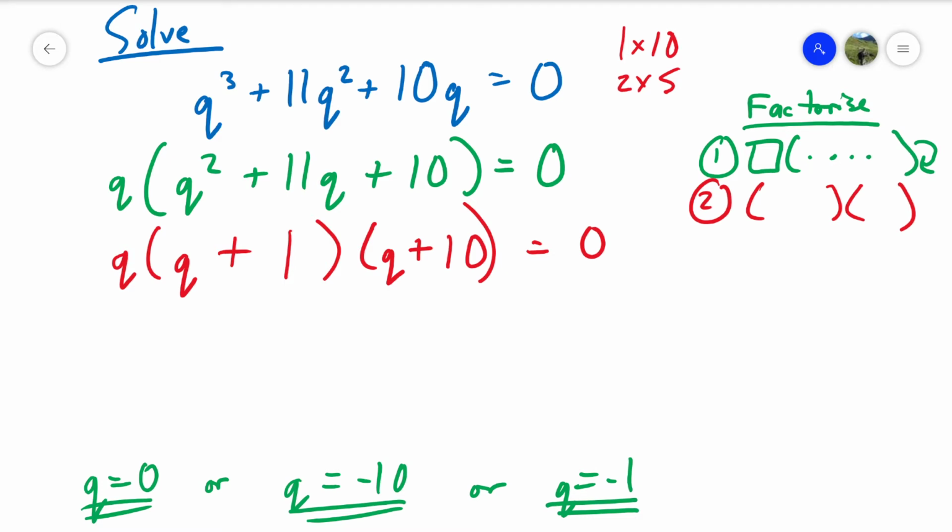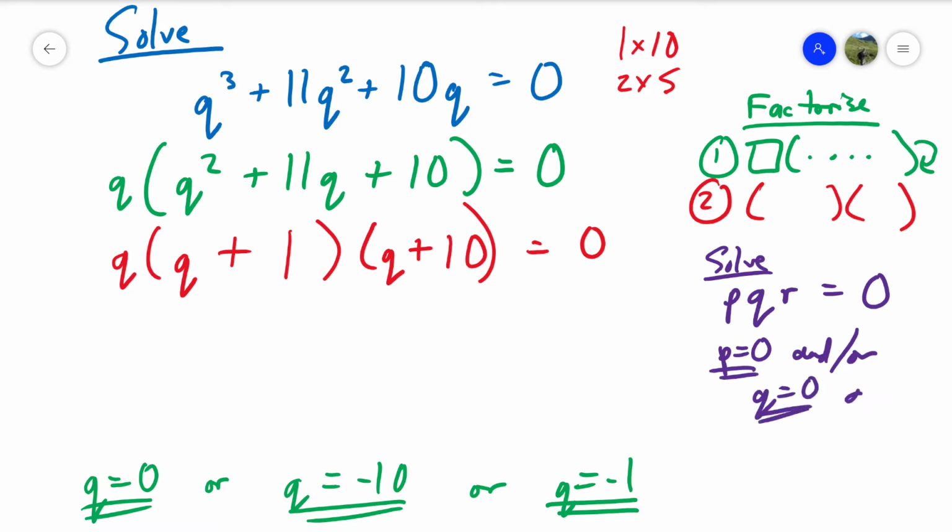Do you remember when we did PQR equals 0 and we solved this? And we said that P equals 0 and/or Q equals 0 and/or R equals 0. Notice that we've only got ors here, and that's because it's all Q's, and Q can only be one thing at a time. Okay, anyway, let's have a go.